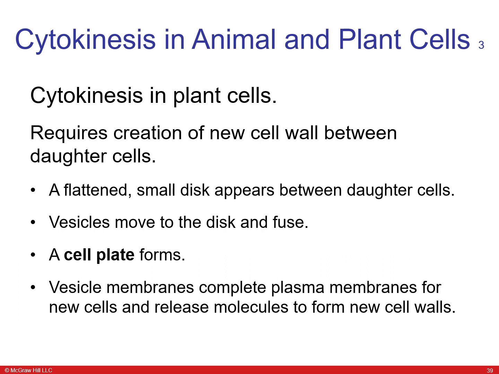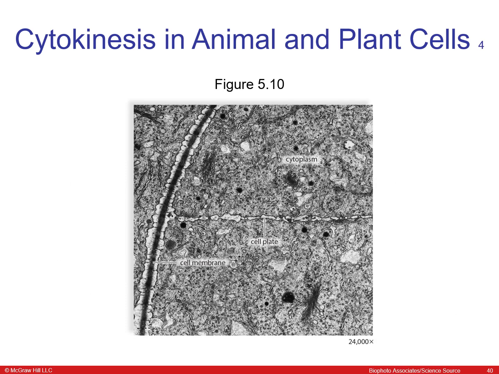So cytokinesis in plant cells requires the creation of a new cell wall between the daughter cells. And here we have a flattened small disc appears between daughter cells, and vesicles move to the disc and fuse. A cell plate then forms, and then we're getting ready to turn into two new plant daughter cells. So here's a cell plate and a cell membrane by an electron micrograph.